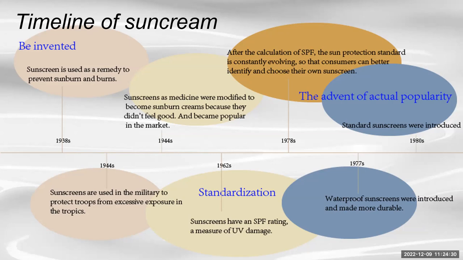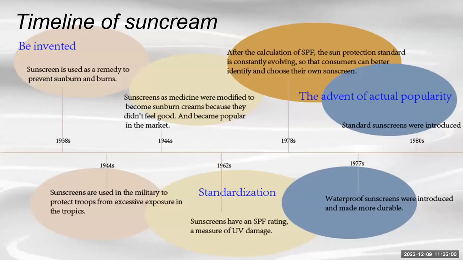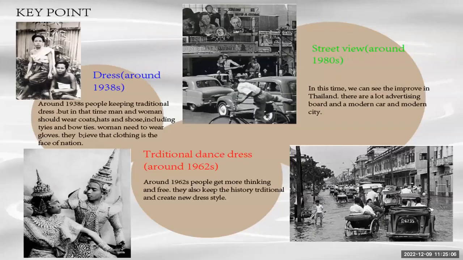to identify and choose the example. And at the lighting step 7, the waterfall sample. And then the event of actual compatibility, the standard samples were introduced. And after the support of this, which is the lighting certificate and the lighting certificate and lighting agents.